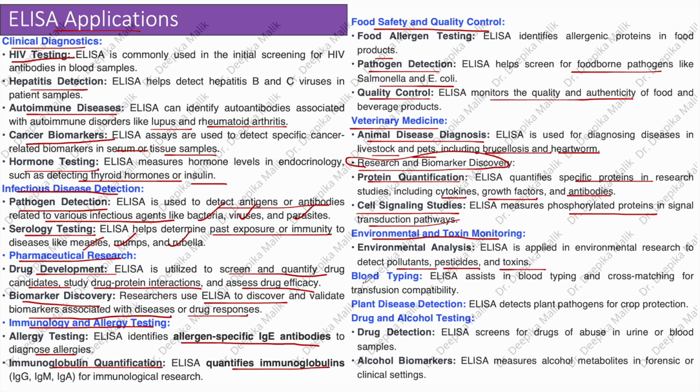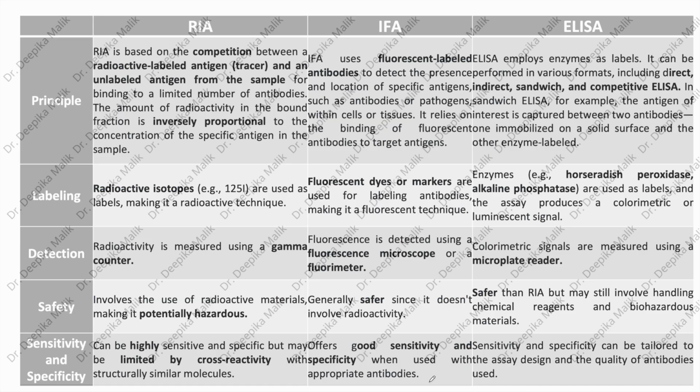ELISA assists in blood typing and cross-matching for transfusion compatibility. ELISA detects plant pathogens for crop protection. Drug and alcohol testing: ELISA screens for drugs of abuse in urine or blood samples. Alcohol biomarkers: ELISA measures alcohol metabolites in forensic or clinical settings. The last slide shows a comparison between radioimmunoassay, immunofluorescent assay, and ELISA.